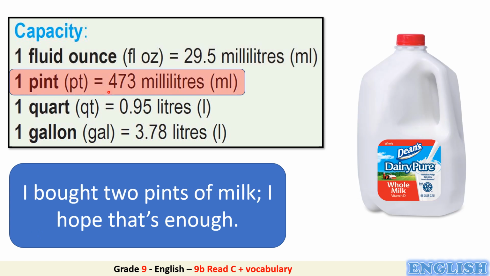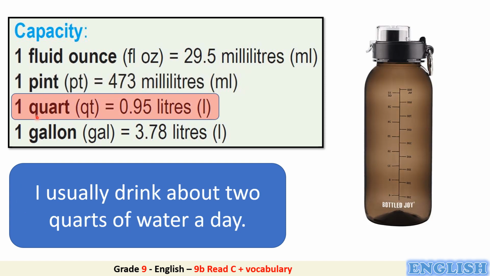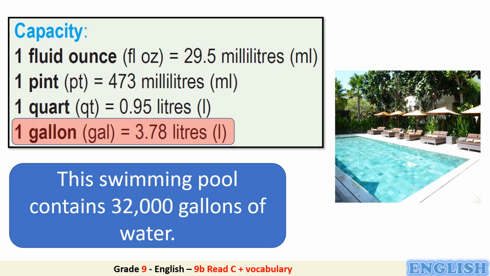1 pint equals 473 milliliters. For example, I bought 2 pints of milk. Then we have the quart, which is equal to 0.95 liters. For example, I usually drink about 2 quarts of water a day. The last unit is the gallon. A gallon is equal to 3.78 liters. For example, the swimming pool contains 32,000 gallons of water.